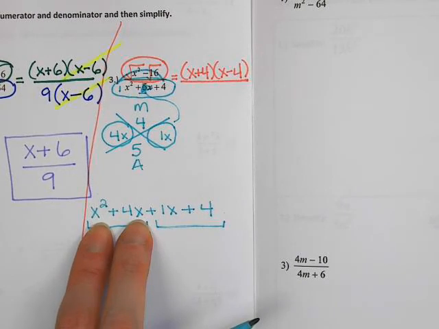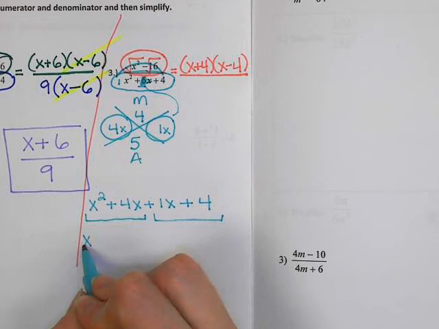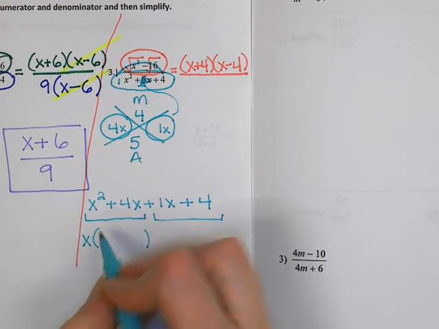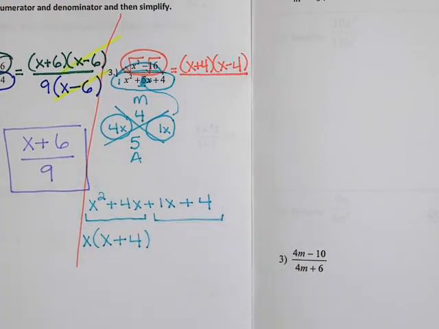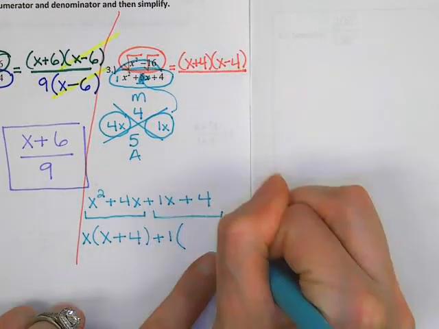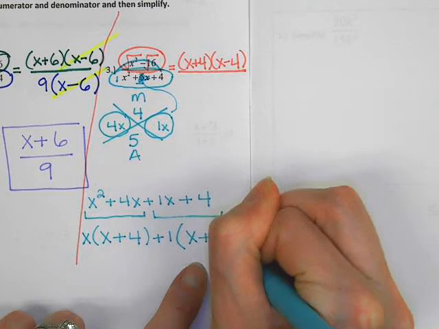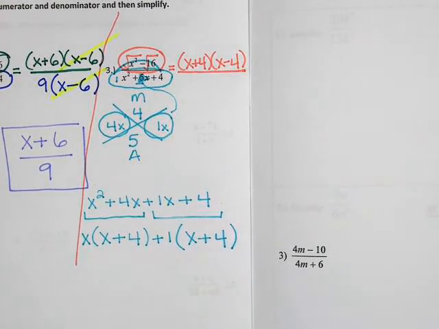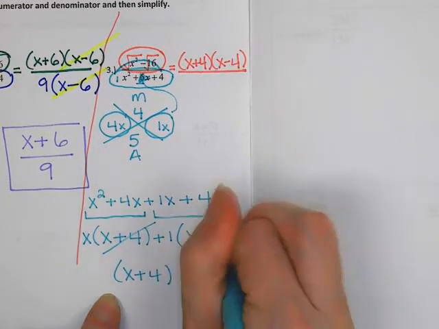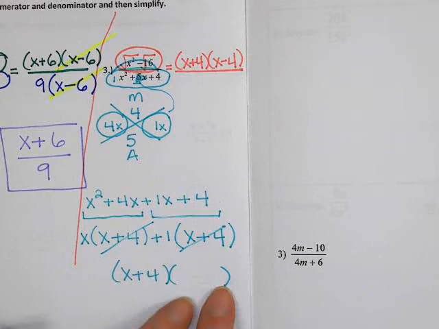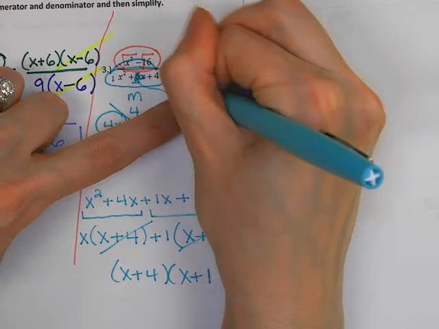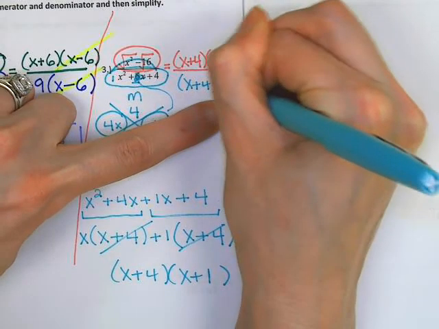What can we divide out of these? A 1x. And if you divide out a 1x from both, you're left with 1x plus 4. Now, these guys have nothing in common but a 1. And if you divide out a 1, it's still just x plus 4. And now they both have an x plus 4, so we take that out. And the second parenthesis is the leftovers, x plus 1. Okay, so that's what goes up here. X plus 4 times x plus 1.